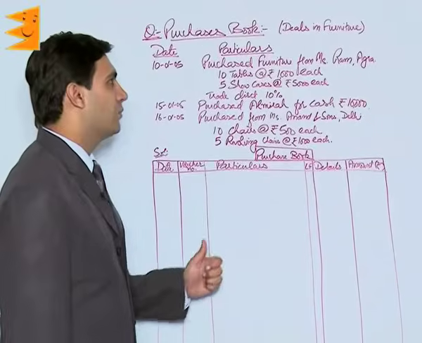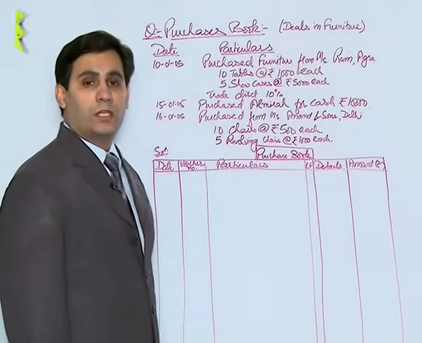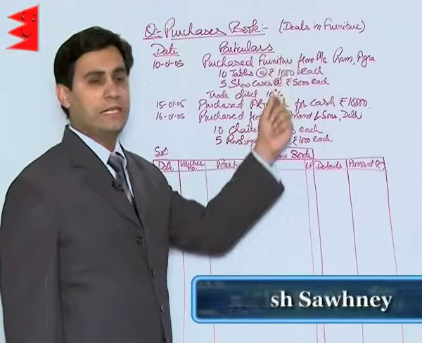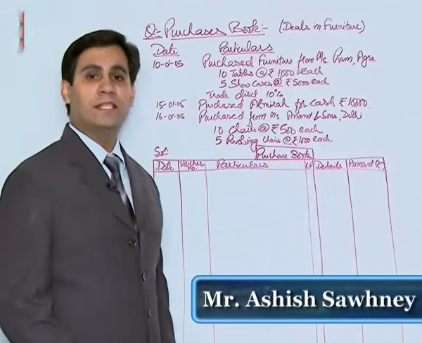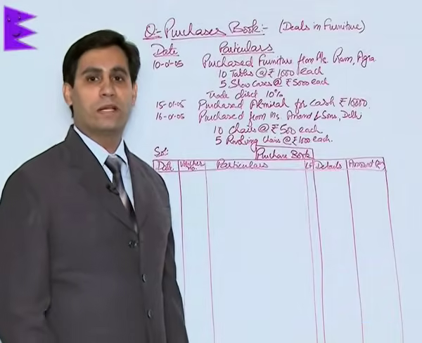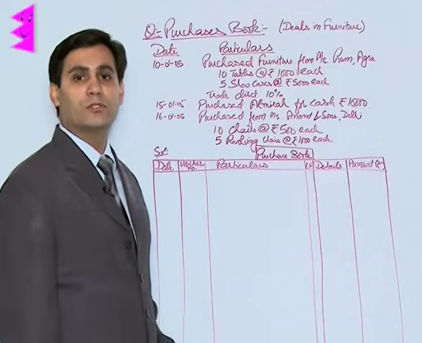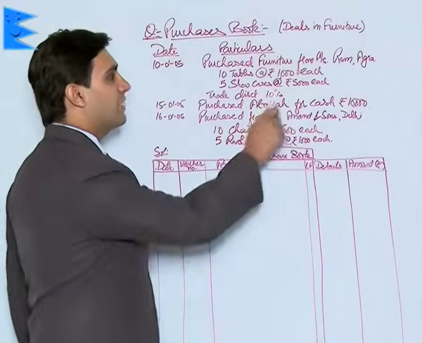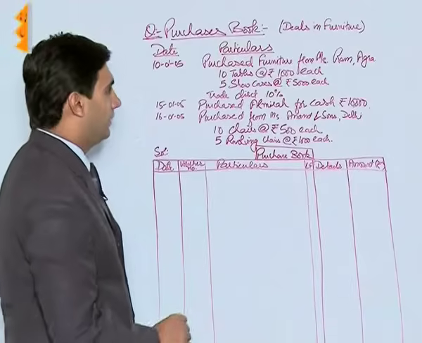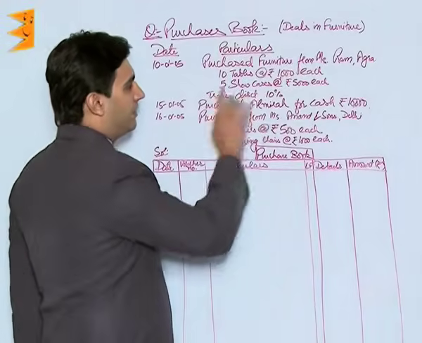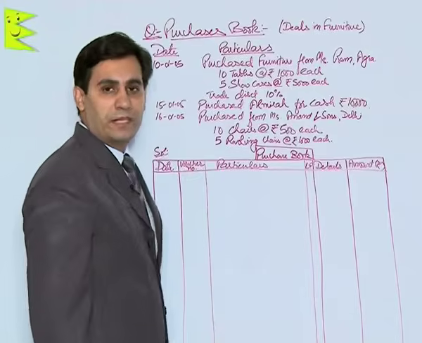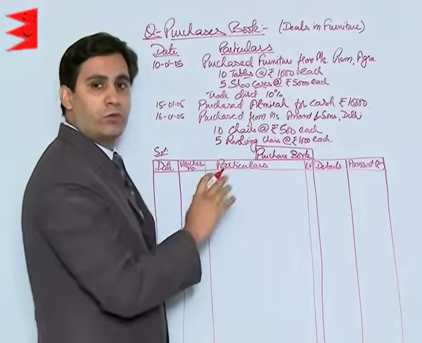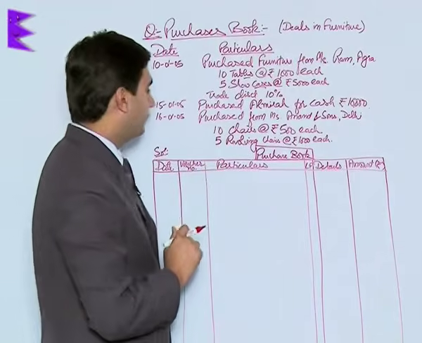Let us prepare purchase book from the following information. Now what is important here to note is that it is clearly mentioned that this particular person deals in furniture. So anything that is like furniture or wood or any raw material for furniture would be taken as goods for him. Now the first transaction on date 10th is given as purchase furniture from Messrs. Ram, Agra, 10 tables at a certain price and 5 showcases at a certain price. Now students, both of these items are covered under furniture. So it would be recorded in the purchase book.